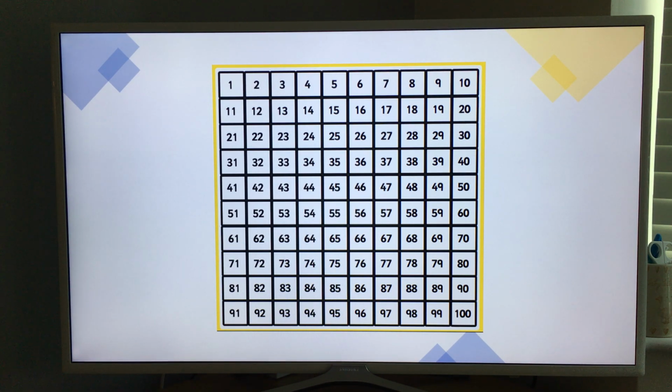Parents, carers, whoever's at home, when children are finding numbers on the hundredth square, try to discourage them from counting from 1 to find the number. So for example, if they were finding the number 29, try to discourage them from going 1, 2, 3, 4, 5 all the way to 29. Get children to use their place value knowledge, so they know that 29 is made up of 2 10s and 9 1s. So they can look along the row where there are 2 10s and go along to find 29.